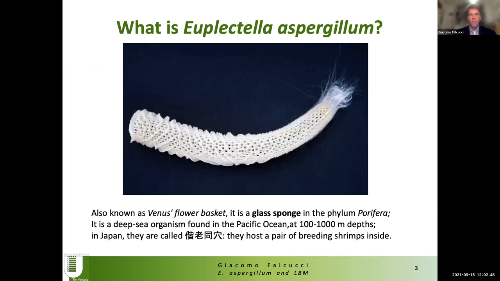Euplectella aspergillum is a deep sea sponge. It is a very beautiful living organism, and it belongs to the phylum Porifera, so it is one of the most ancient living organisms in the world. It dwells at the bottom of the ocean at depths of between 100 and 1,000 meters. In Japan, it is called Kairo Doketsu, together for eternity, because inside this glass skeleton, the Euplectella hosts a couple of breeding shrimps that remain trapped for life together inside this beautiful sponge. They enter through the holes when they are very small, they grow inside, and they remain trapped inside. There is a symbiosis between the two organisms.